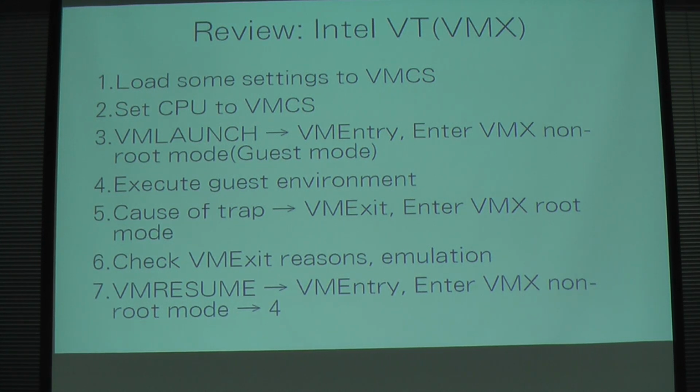When it causes some trap, some sensitive instruction is a trap, and when it causes some trap, VM exit will be executed and enter VMX root mode. VMX root mode is ring -1. So after entering VMX root mode, the hypervisor checks the VM exit reason and emulates using some handler.